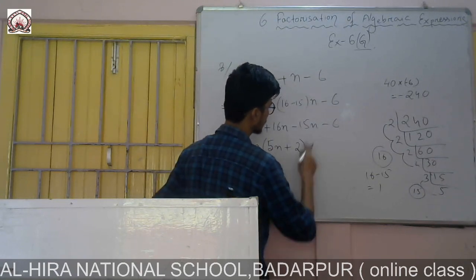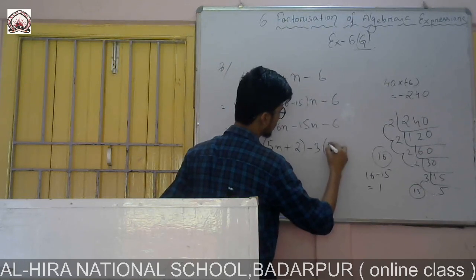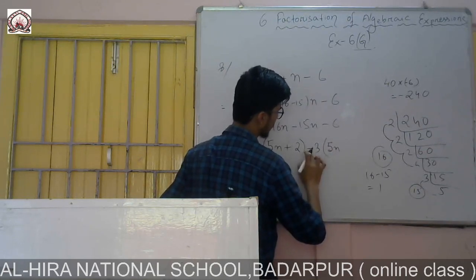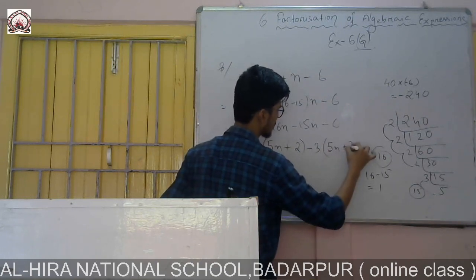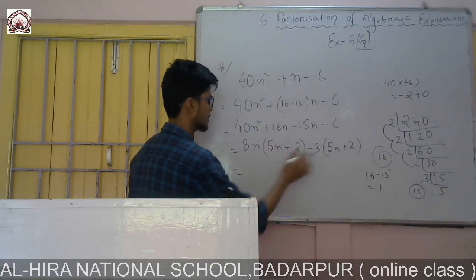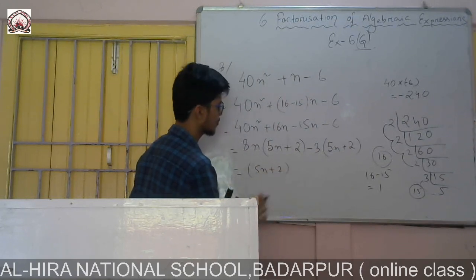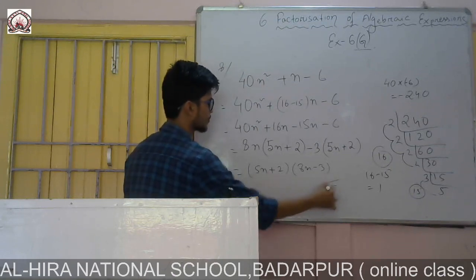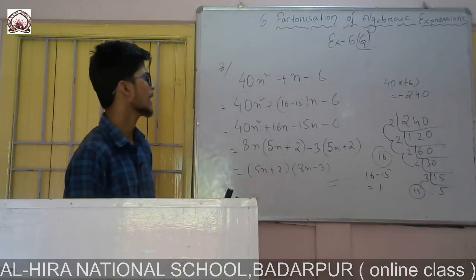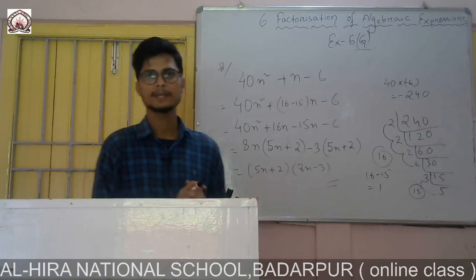Then minus, here the common term is 3. So 3 5s are 15 and n, and there is a minus sign given, so I will put plus, because minus plus is minus, 3 2s are 6. From these two I have got the common factor. 5n plus 2 is common here, and 8n minus 3 is left. So these are the factors of 40n square plus n minus 6. It is 5n plus 2 and 8n minus 3.